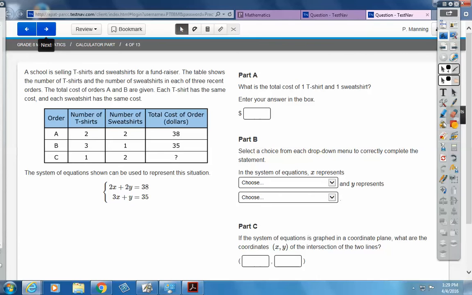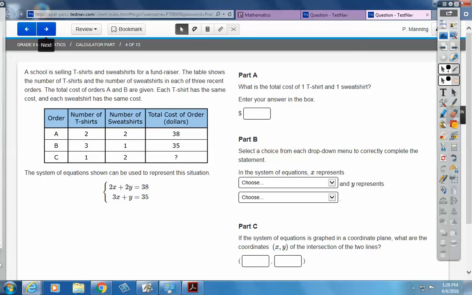A school is selling t-shirts and sweatshirts for a fundraiser. The table shows the number of t-shirts and the number of sweatshirts in each of the 3 recent orders. The total cost of orders A and B are given. Each t-shirt has the same cost, and each sweatshirt has the same cost. Okay, so that makes sense, that all the t-shirts cost the same, all the sweatshirts cost the same, but the t-shirts and sweatshirts don't necessarily cost the same each.